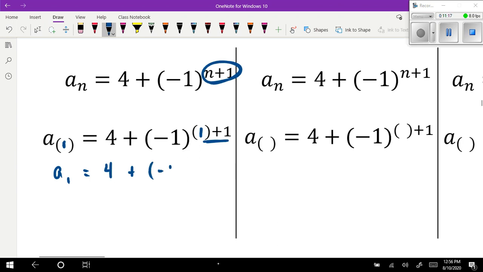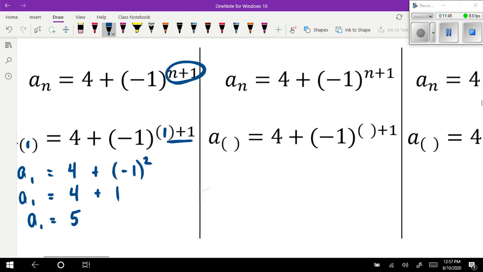So this is going to become negative 1 squared. So I've got to add the 1 plus the 1 to get my exponent before I apply that exponent to the base, which is negative 1. This is going to yield a sub 1 is equal to 4 plus, and negative 1 squared is just 1. So this gives me a sub 1 is equal to 5.